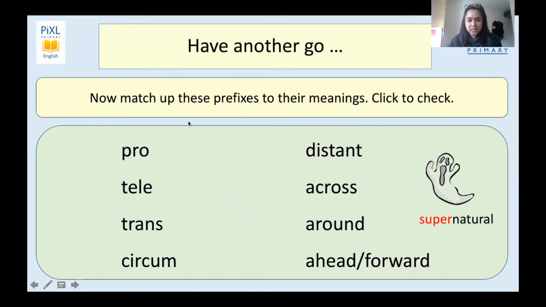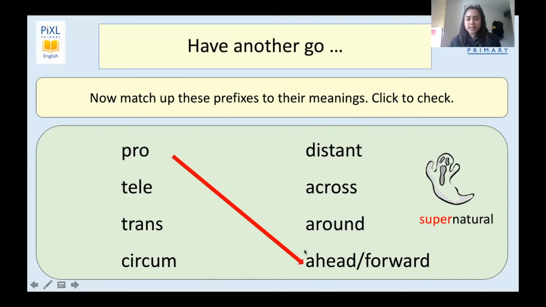Have a go at matching these prefixes. So we've got pro, tele, trans, and circum, okay? What do you think their meanings are? Distant, across, around, or ahead / forward? Pause the screen and have a go, and we'll go through the answers.